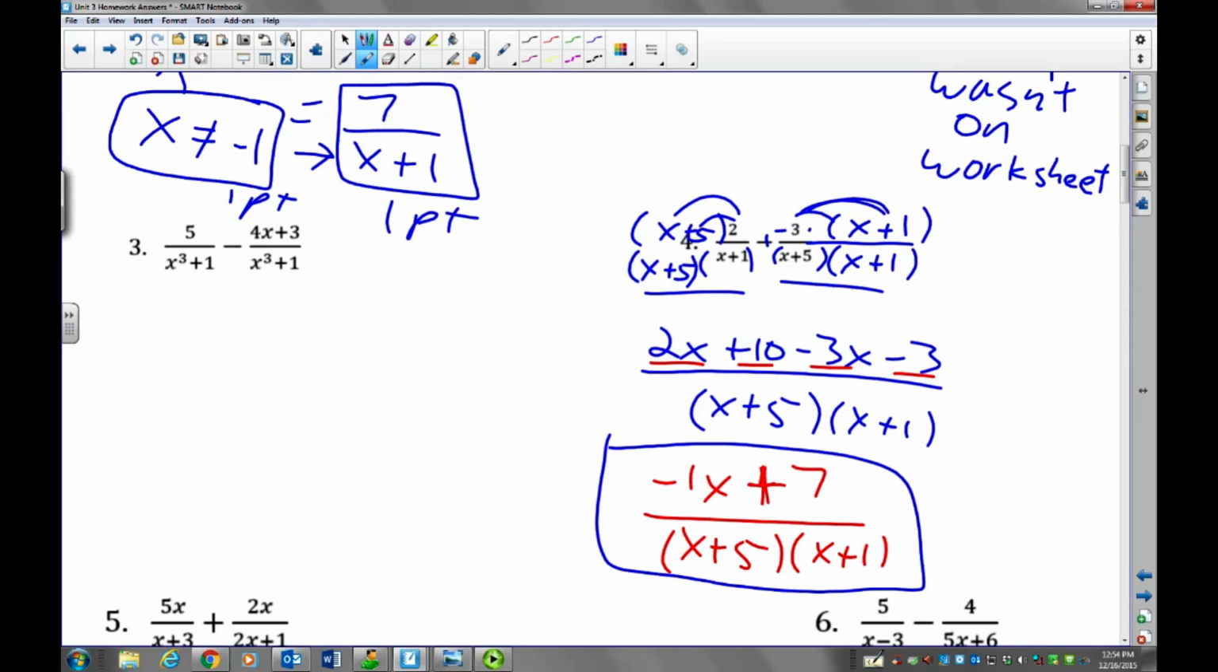So our exclusions, let's see here. The denominator doesn't equal 0, because that would be undefined. So that means that negative 1 will be bad, right? Negative 1 would be bad there, because negative 1 plus 1 is 0, so x can't equal negative 1, as well as negative 5 would be bad too. So x can't equal negative 1, x can't equal negative 5. So there's our answer there for number 4.